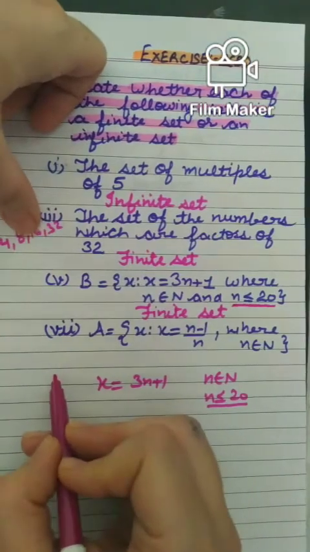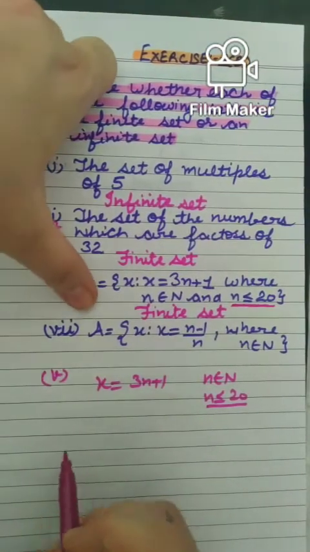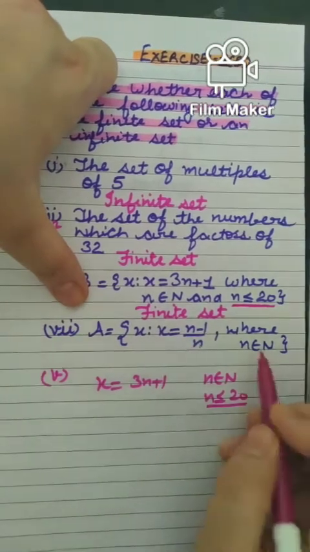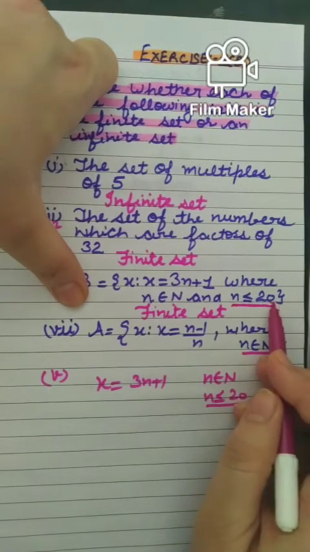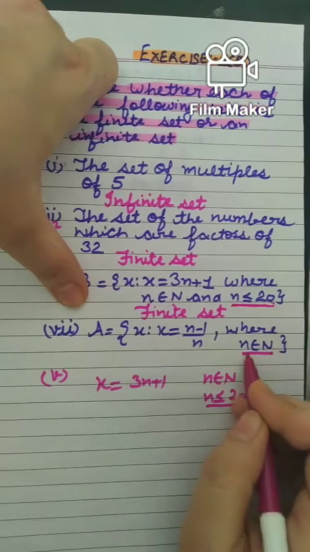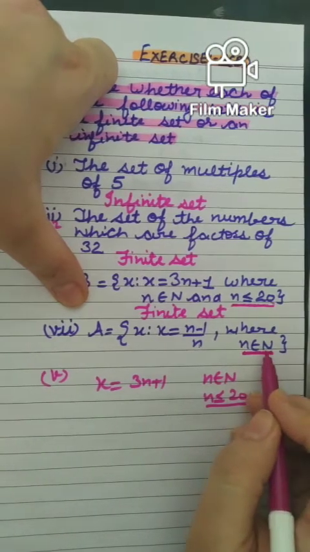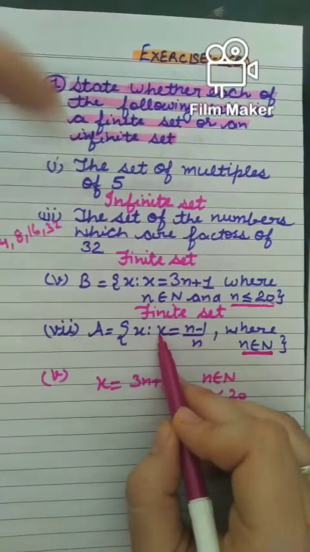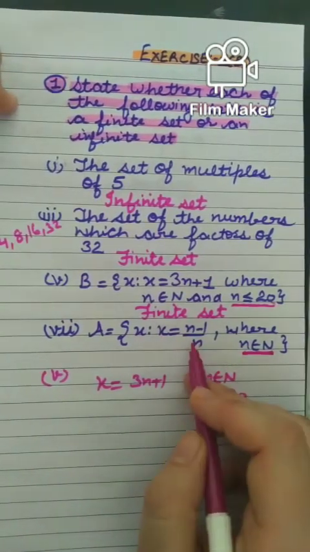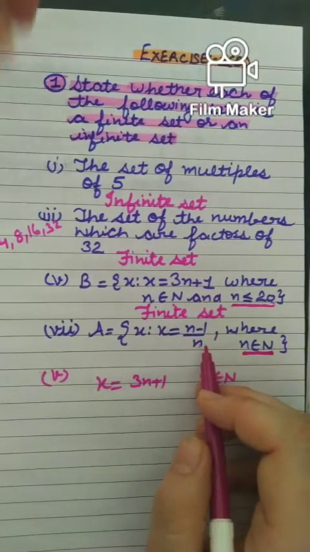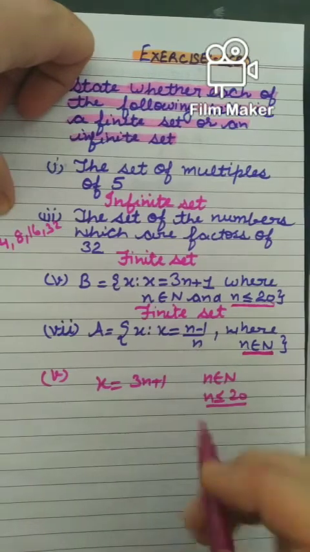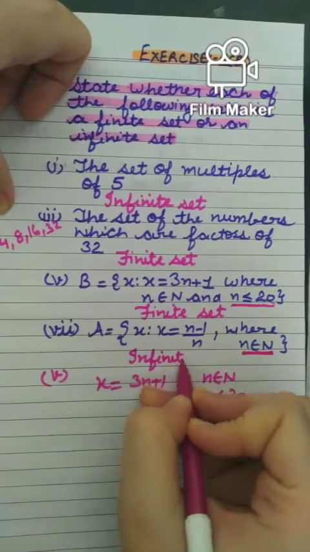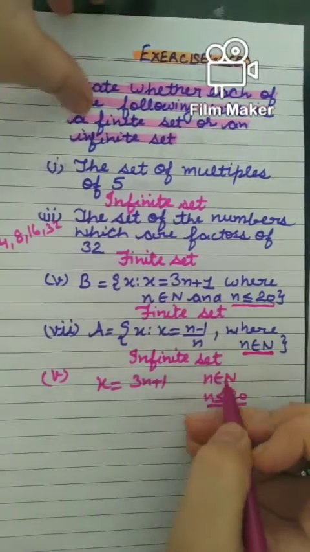Next one, what they are saying about this: in A we have those x such that x is equal to (n minus 1) by n, where n belongs to N. In the previous one they had given that we had to take n till 20 only, but here n belongs to N. So corresponding to every natural number we will get an x. For n is equal to 1, I will get one value. For n is equal to 2, another value. n is equal to 3, another value. So we have infinite natural numbers now. So in this set also we will have infinite elements. We can't count the elements. So this is an infinite set. I hope this question number 1 is clear to you.